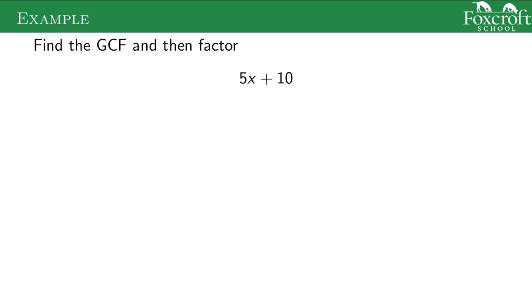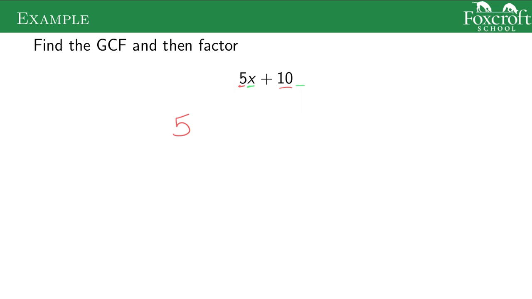Find the GCF and then factor 5x plus 10. We're basically asking ourselves, what would divide both of these terms? I always do it in two separate pieces: I do it with the numbers, and then I do it with the variables. With the numbers, what number divides 5 and 10? The answer is 5. And then with the variables, what variable expression would divide x and nothing? Well, there's no x in that second term, so there's nothing to divide, so there's nothing.